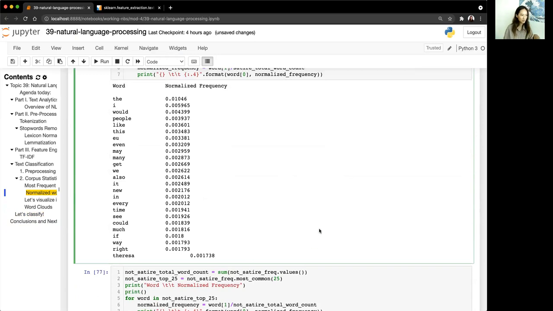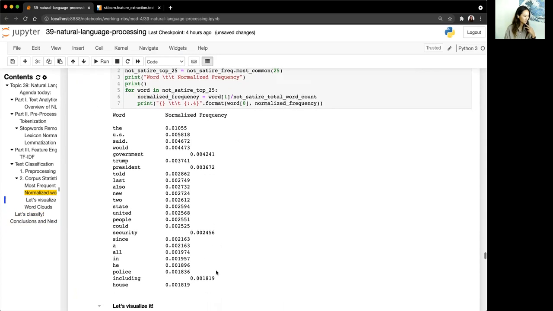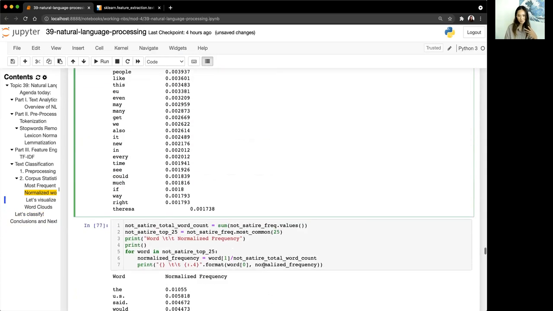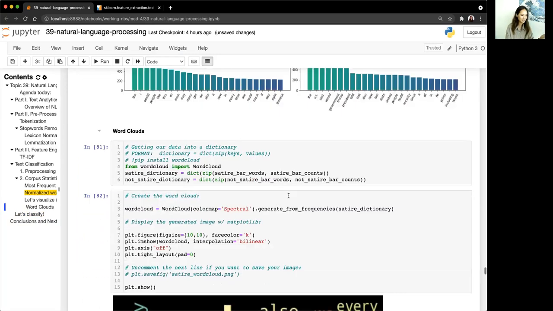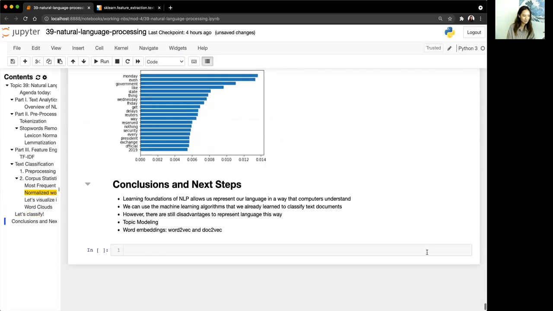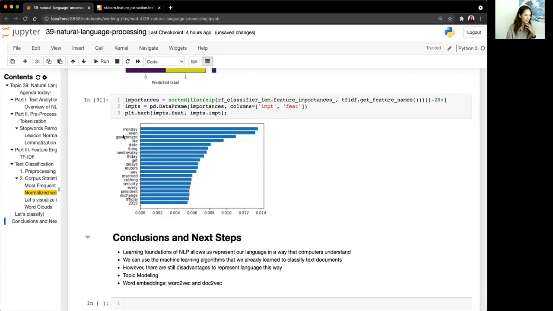And then in terms of normalized frequency, whichever one it turns up in more, I wonder if it's here or not. I guess not. But whichever one it appears in more, that means that, okay, Monday, for example, has a higher normalized frequency in satire versus not satire. Then you would say when you see the word Monday, it is more likely to be a satire article. And these are the words that separate the two classes more. So Monday, even, government, and so on.